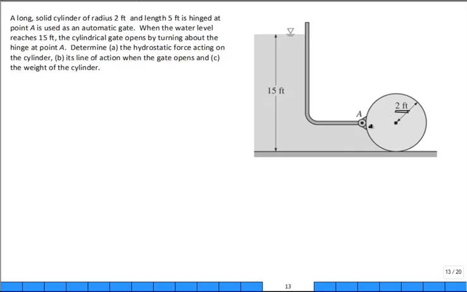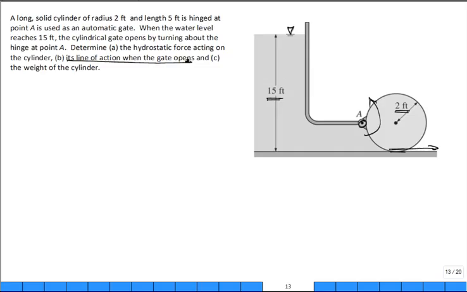It's hinged at point A. There's A. And it's an automatic gate. When the water level reaches 15 foot, the cylindrical gate opens by turning about the hinge at point A. So this will actually rotate a little bit, opening up a little gap and letting water through. Determine the hydrostatic force acting on the cylinder. So what force pushes on the cylinder? Its line of action when the gate opens, and the weight of the cylinder.